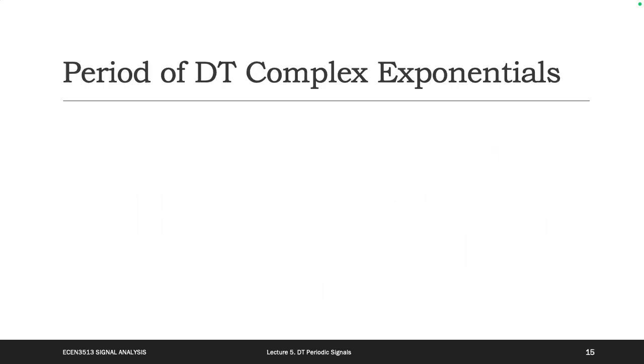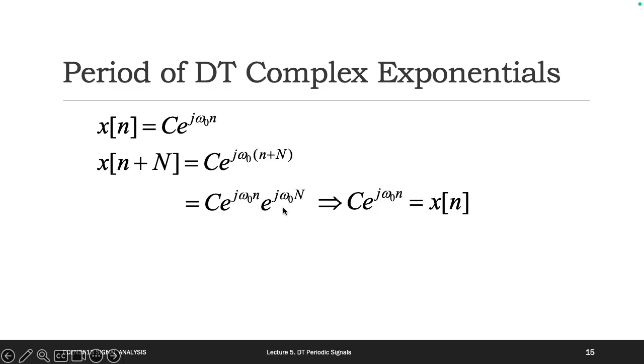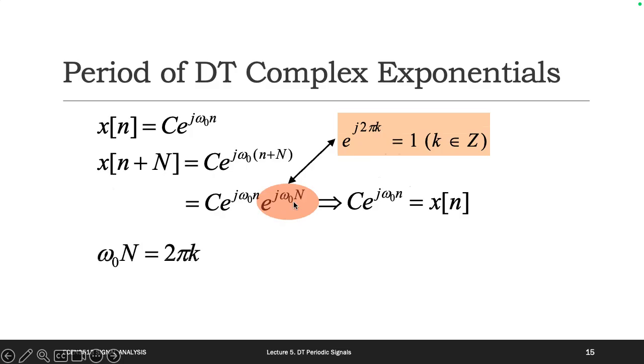Okay, because for the DT complex exponentials, we know it is periodic, which means those two will be equal, am I right? It's the same thing, and which means this part should equal 1, am I right? And we know this one equals 1. So what does this mean? This means this one should equal 2 pi k, am I right? That makes sense to you? And then N should equal this one. That makes sense to you?